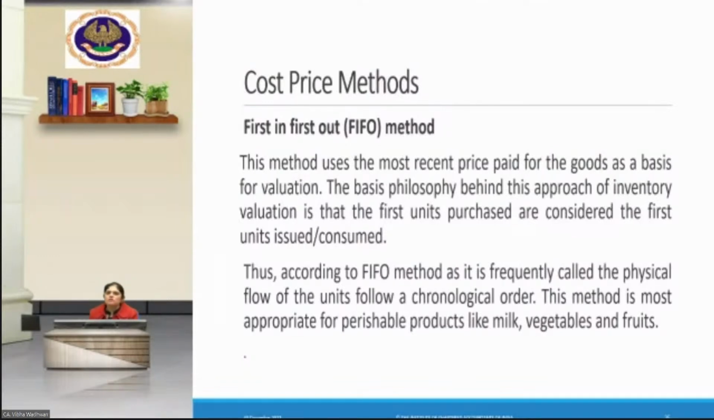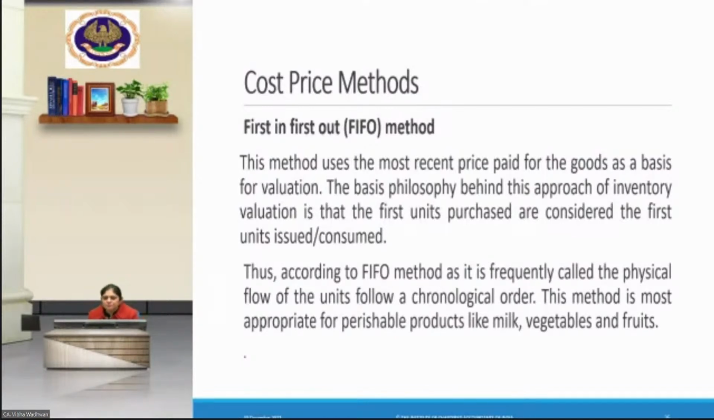All right. So let us say the purchase of 1st January will be issued first to the production, then the 3rd January, then the 4th January, then the 5th January. So let us say there is no production after 25th January. So whatever is the latest purchase will be there in the closing stock.